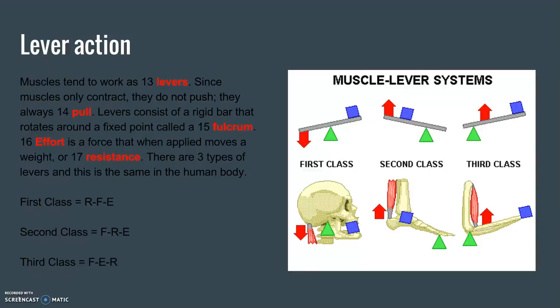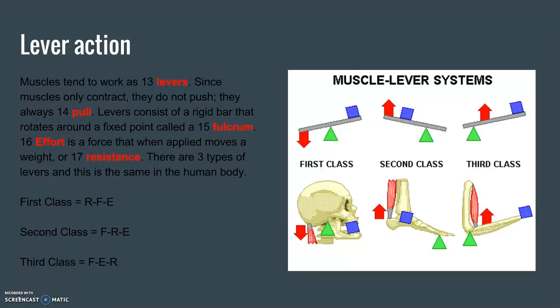And it all has to do with the order of those three things: the resistance, the fulcrum, and the effort. So if you look at those pictures, the first class lever has the resistance with the fulcrum in the center and the effort applied on the other side, like a seesaw. The second one is fulcrum on the end with a resistance, and then the effort is lifted or pushed.